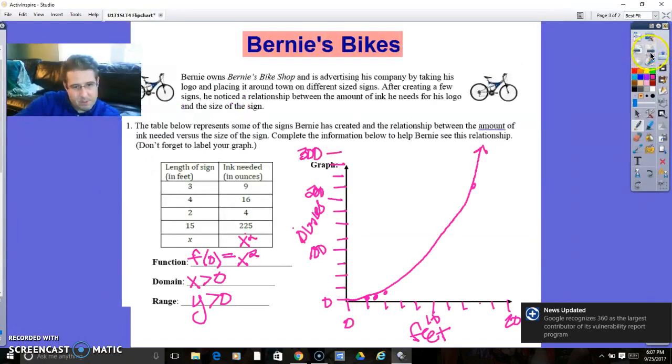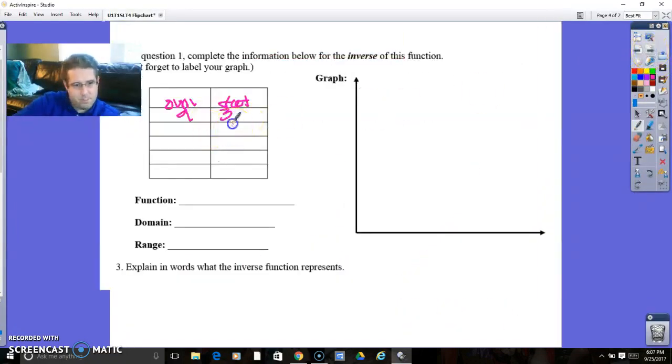Plot the exact same numbers: 4, 16; 2, 4; and 225, 15. Alright, so this is going to be our new x, and this is going to be our new y. So now it looks like this is the inverse. Instead of multiplying by itself, it looks like we're taking the square root of the number. So O of f is equal to the square root of x. So this is our x, this is our y.